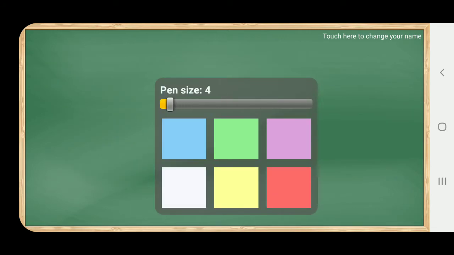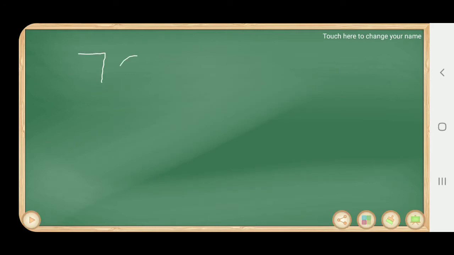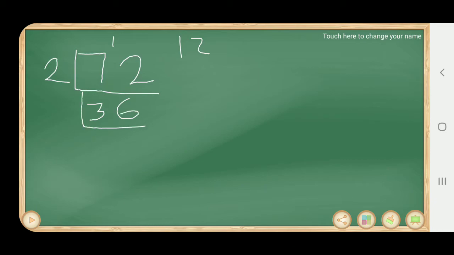72. Since it is an even number, I can take 2. In 7, how many 2's are there? 3. Dividing by 2 means just taking the half. That method also you can use. Otherwise, 3 into 2, 6. What's remaining? 1 remaining. That remaining 1 and 2 become 12. In 12, how many 2's are there? 6. Again an even number. If you can see an even number, no doubt we can write 2 here.